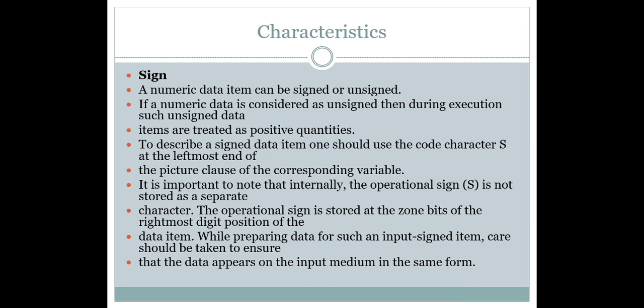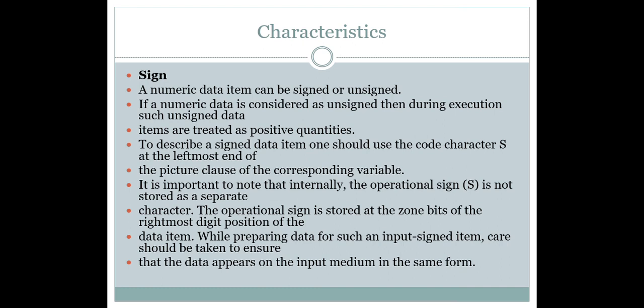And then the next one is sign. To indicate whether a data item is a negative data item or a positive data item, and to differentiate these, we use the sign. A numeric data item can be either signed or unsigned. If a numeric data item is unsigned, then during execution such unsigned data will be treated as positive quantities or positive values.